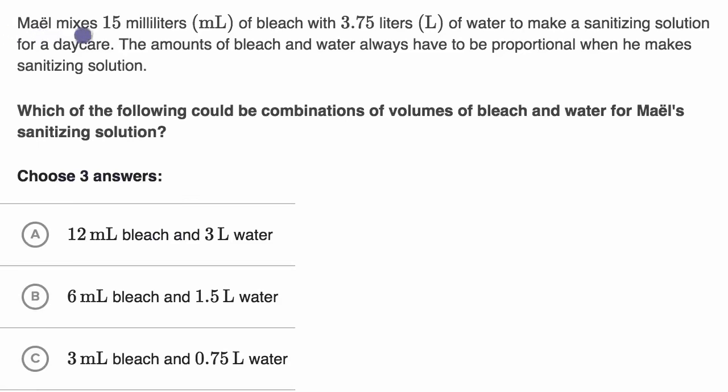We're told that Mael mixes 15 milliliters of bleach with 3.75 liters of water to make a sanitizing solution for a daycare. The amounts of bleach and water always have to be proportional when he makes the sanitizing solution. Which of the following could be combinations of volumes of bleach and water for Mael's sanitizing solution? And they give us 5 potential combinations.